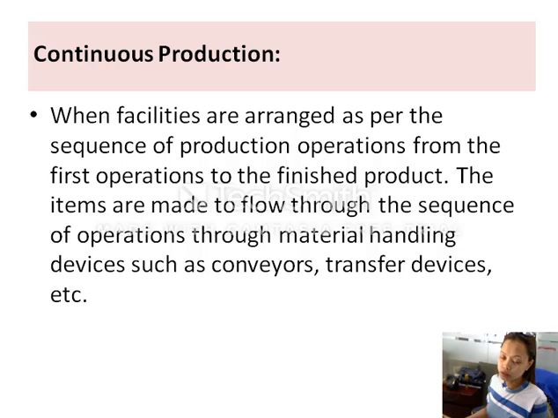Continuous production is when facilities are arranged as per the sequence of production operations from the first operation to the finished product. The items are made to flow through the sequence of operations through material handling devices such as conveyors, transfer devices, and more.